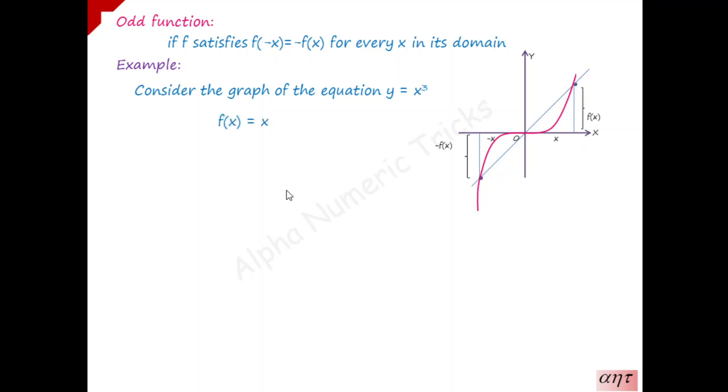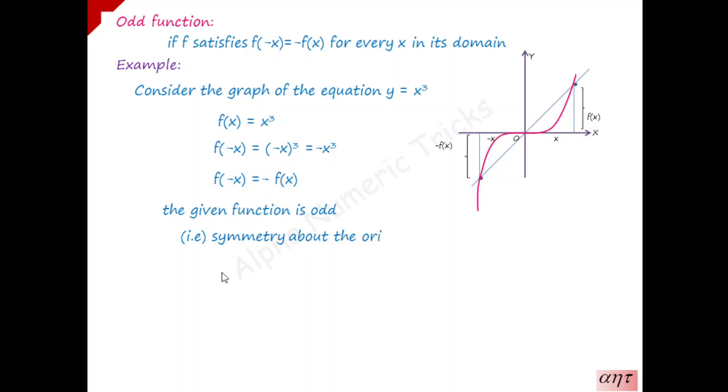Now we check it out. f of x is equal to x cube, and we replace x by minus x. f of minus x is equal to minus x the whole cube, which is equal to minus x cube. So f of minus x is equal to minus f of x. From this we can say that the given function is an odd function, and it is symmetric about the origin.